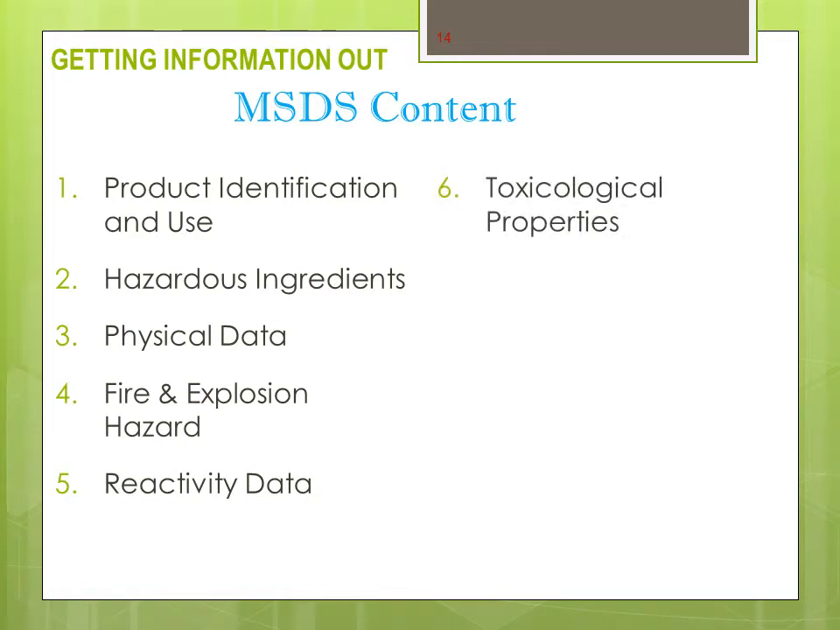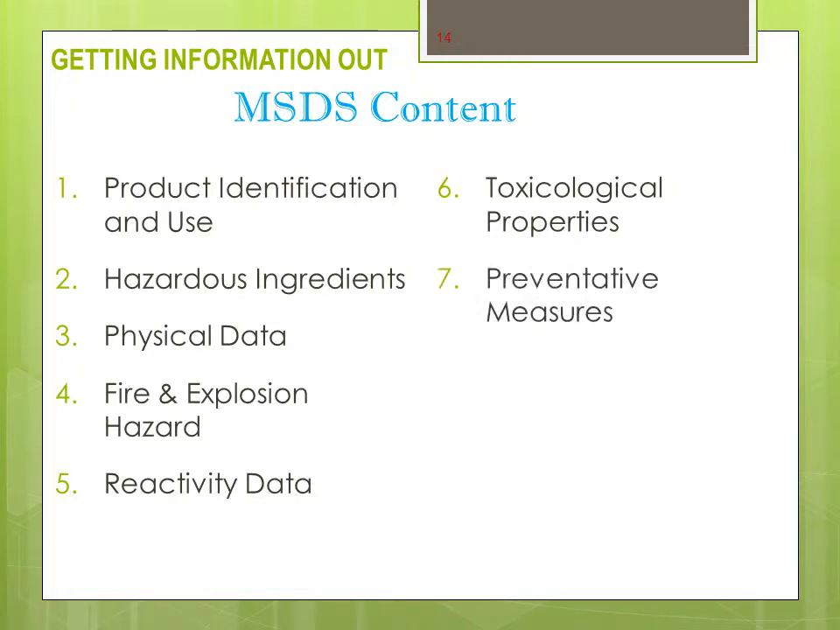6. Toxicological properties. This is data on health effects due to overexposure. Exposure limits are set so workers can work at or below the limit without ill effects. If the effects are experienced, overexposure is occurring and protective measures need to be used or improved.